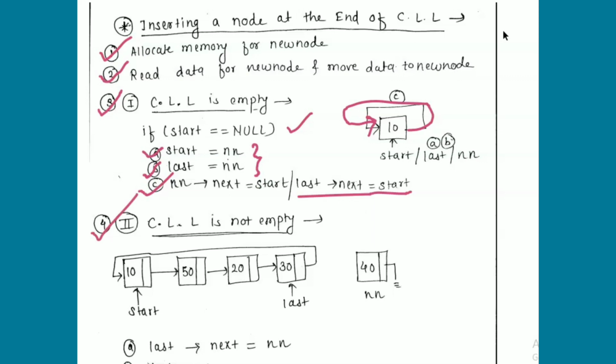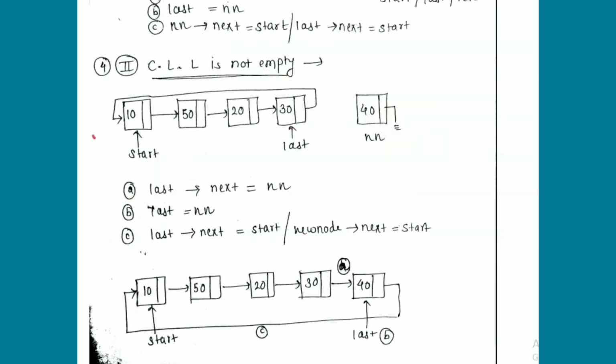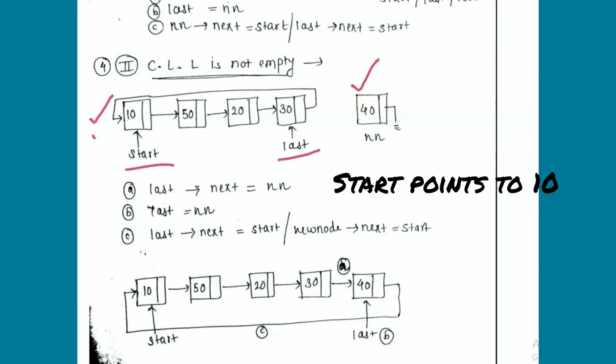Now we will check the second case: your circular linked list is not empty and you want to insert a node at the end of the circular linked list. So here the circular linked list is given having four elements, that is 10, 50, 20 and 30. And I want to add a new node 40 into this existing circular linked list. For the existing circular linked list, start is pointing to 10 and last is pointing to 30. And we are performing insertion at the end of the circular linked list. That means this 40 is added after the last.